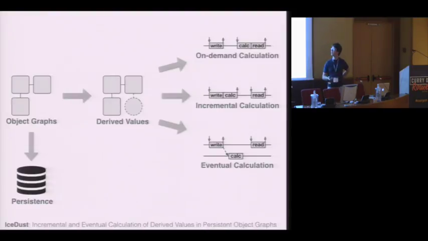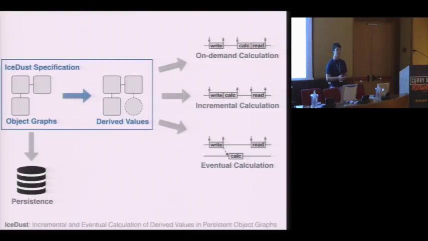So this brings me to the end of my talk. We started with object graphs, and we specified derived values over these object graphs, and these specifications we can write in the domain-specific language IceDust. And the IceDust runtime provides us with persistence, on-demand calculation, or incremental calculation, or eventual calculation. Thank you.